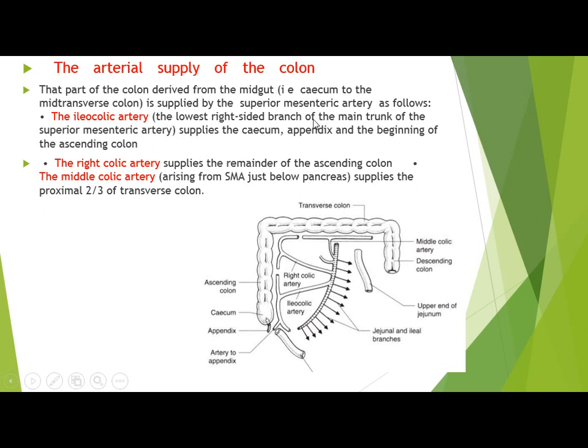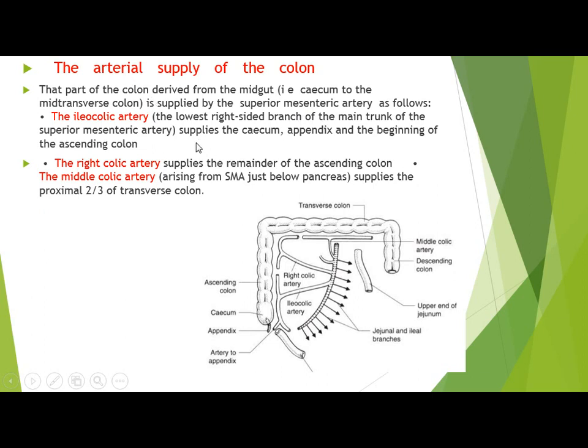The gut is divided into the foregut, midgut, and hindgut. The foregut is mainly supplied by the celiac trunk, and the midgut is supplied by the superior mesenteric artery. The midgut starts from the second part of the duodenum until the distal one-third of the transverse colon, and from the distal one-third of the transverse colon, the hindgut begins, and this is supplied by the inferior mesenteric artery.